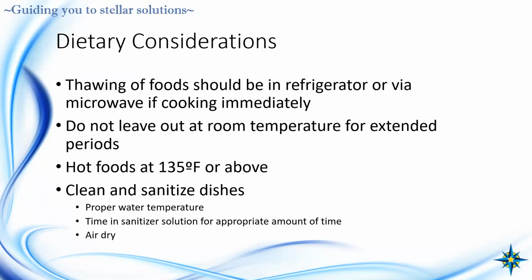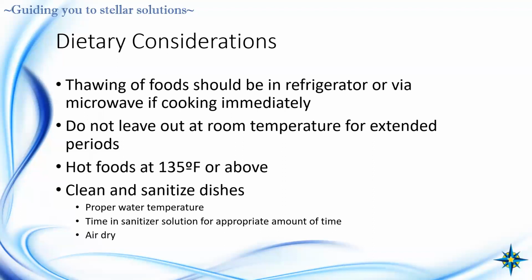Your water temp is 75 degrees with 50 ppm if bleach is used. Pots and pans need to be washed in hot water at 170 degrees for 30 seconds. Your cold foods need to be 41 degrees and below. And your freezer should be at 0 or below.